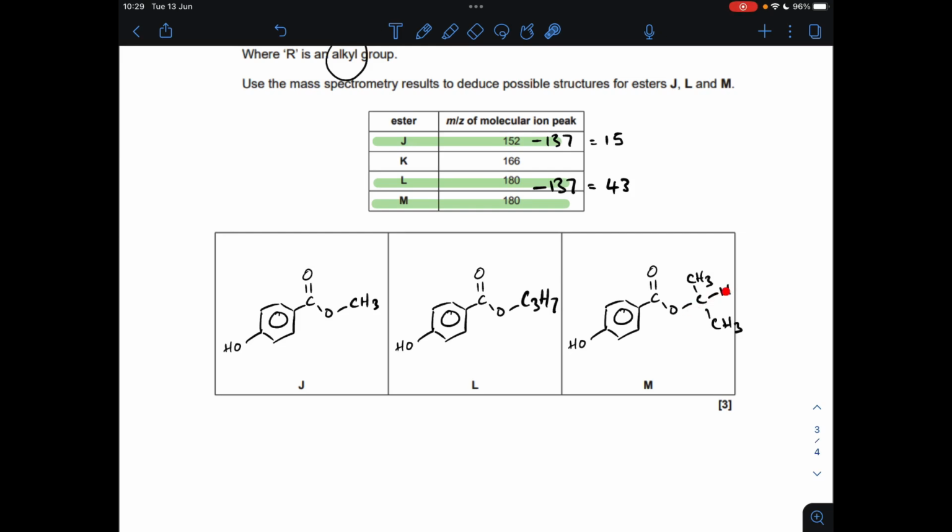So you can see how I've attached it. I've attached it via the middle carbon and then put methyl groups either side. So it's still C3H7, it's just joined on that middle carbon.